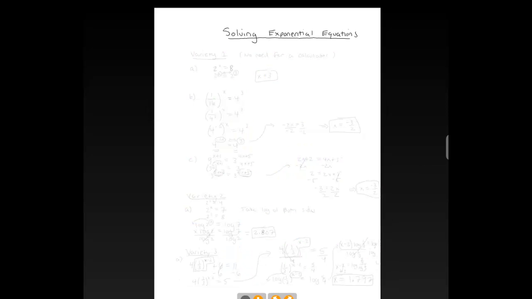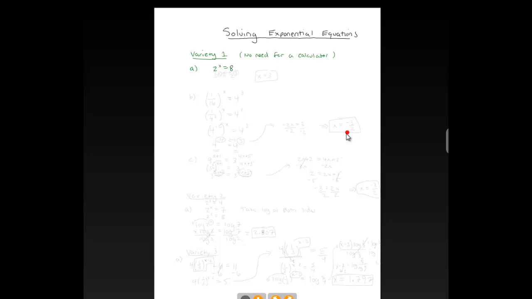Okay, in this video we're going to take a look at solving exponential equations. Now I view these problems as coming in three varieties. So we're going to look at variety 1. In variety 1, you have no need for a calculator. All the solving can be done using our knowledge of exponents. So let's look at one example.